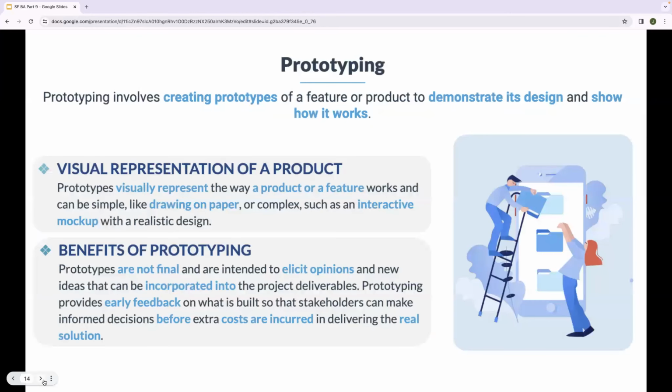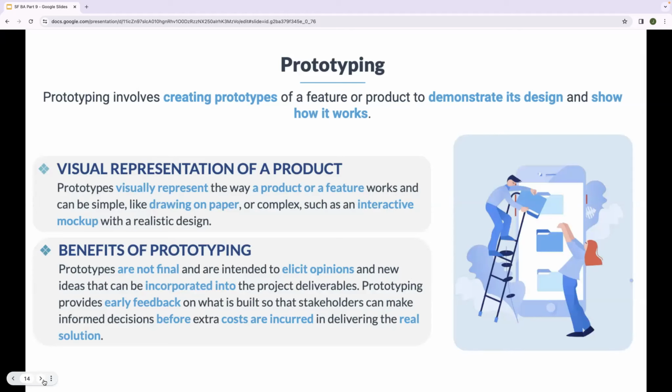Prototyping. Prototyping involves creating prototypes of a feature or product to demonstrate its design and show how it works. Visual presentation of a product. A prototype visually represents the way a product or a feature works and can be simple like a drawing on a paper or complex such as an interactive mock-up with a realistic design.